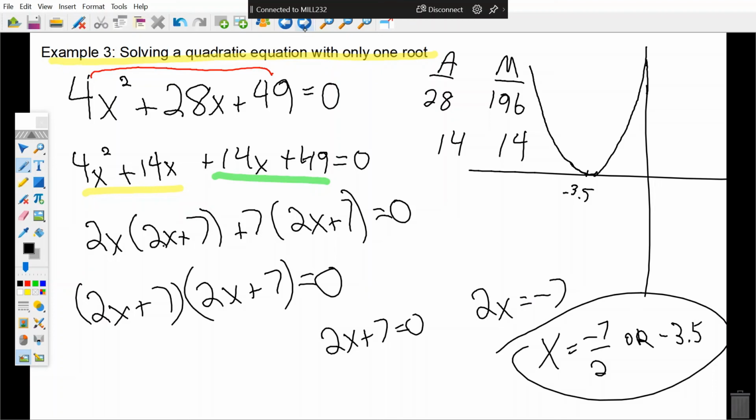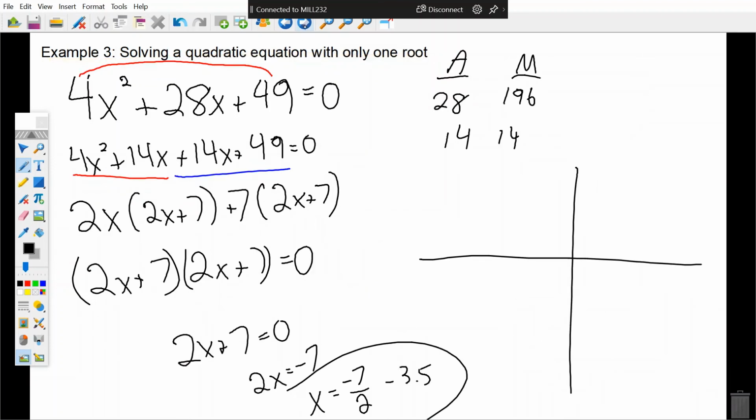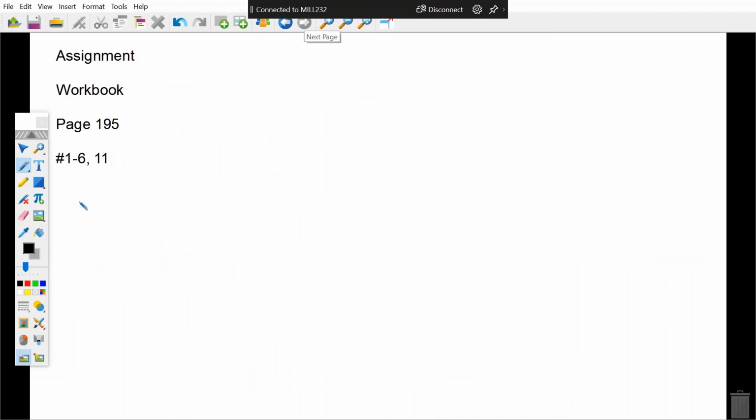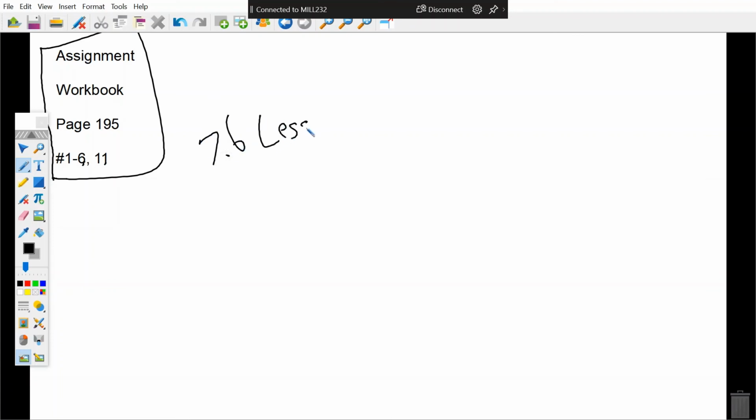Well, 7.5 is just a sort of a brief review of some factoring strategies. The assignment is not long. It is just your workbook, page 195, numbers 1 to 6, and 11. And there's a number of factoring questions there to sort of rebuild your skills. All right? So let's work on that. Next day we will have a 7.6 lesson, and then we will have a 7.4 to 7.6 quiz. Thank you. Have a good day.